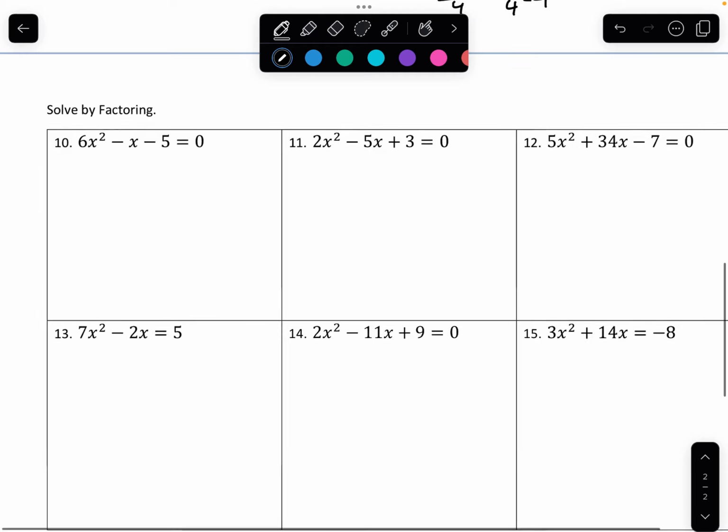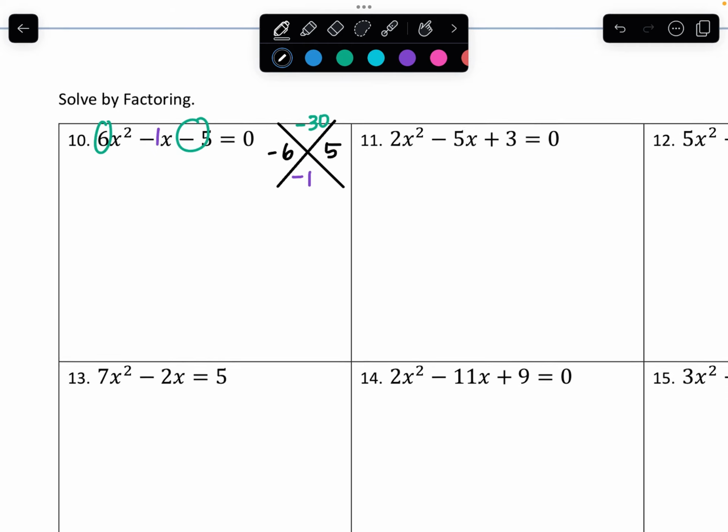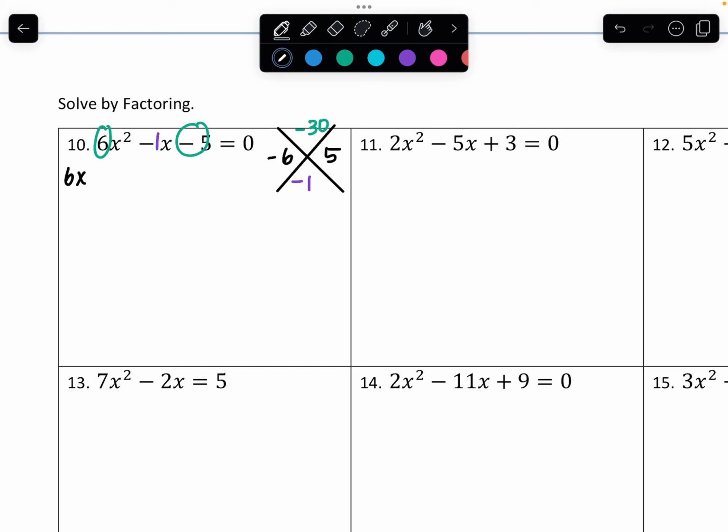Okay, next we're factoring. And so for number 10, we need two numbers that multiply to a times c. And so in this case, a times c is negative 30. And we need them to add to the b value, which is negative 1. And so those numbers are negative 6 and positive 5. And so we split the middle term, so it's negative 6x plus 5x minus 5.